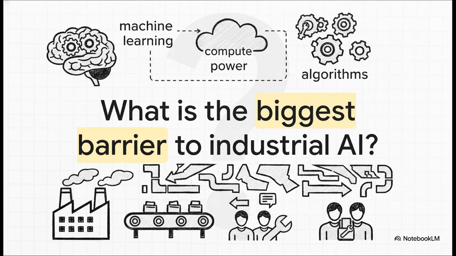Okay, let's dive into this, because the answer to the question on this slide usually surprises people. When we think about deploying AI in a manufacturing setting, we tend to assume the absolute hardest part is the machine learning itself, right? Training the models, securing the massive compute power, or fine-tuning the algorithms. But actually, the AI itself isn't the primary bottleneck. No, the real barrier sits much, much closer to the ground.